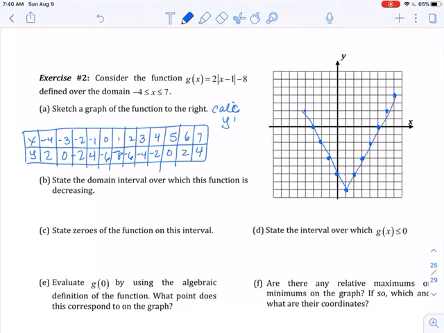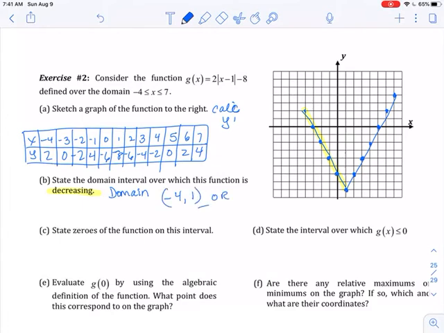All right. I want to state the domain interval over which this function is decreasing. So I'm just looking at where the function is decreasing. So the domain are my x's. So I'm looking for where it is decreasing. Right here is where it's decreasing. So what are the x values when it's decreasing? The furthermost x value is 1, 2, 3, 4 from -4. And it is decreasing up until +1.